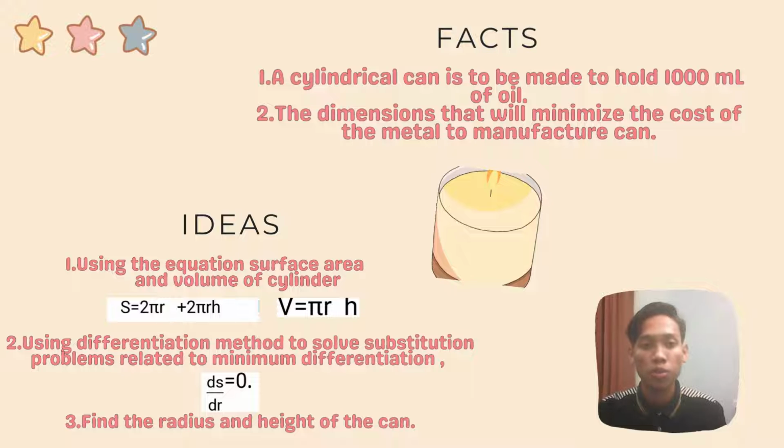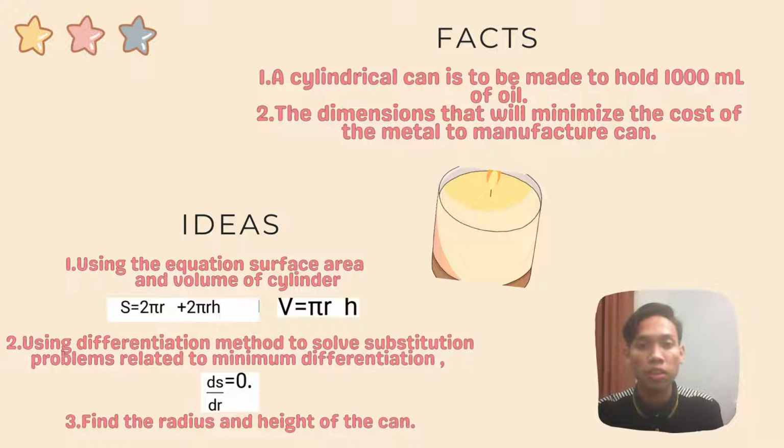My name is Rasmin Azri bin Abdul Wahid. Metric number is AA21107. For this slide, I will show you the table of facts. Firstly, a cylindrical can is to be made to hold 1000 milliliters of oil. The second fact is the dimension that will minimize the cost of the metal to manufacture the can.